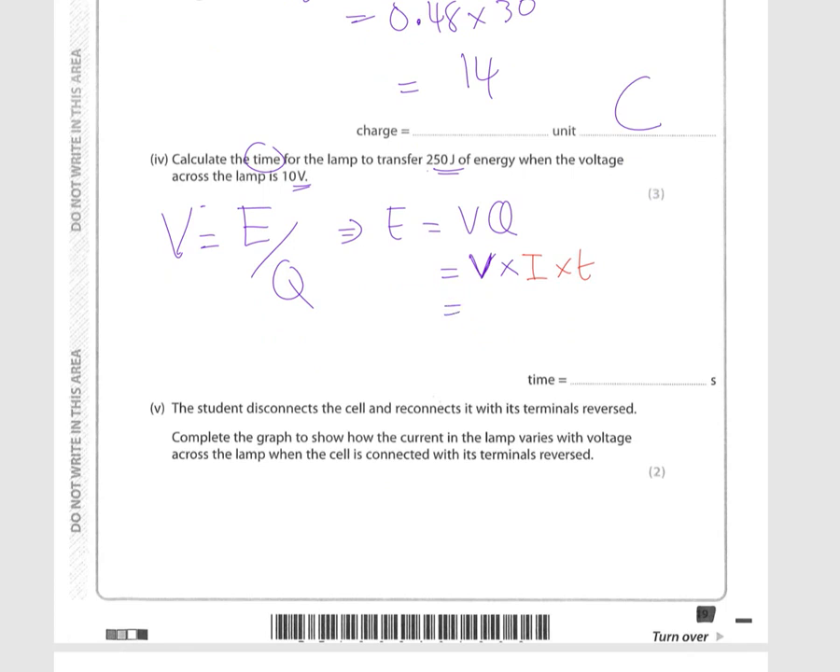So I'm looking for time. Therefore, it's going to be energy divided by voltage and current. So this will equal 250 divided by 10 times the current we know is 0.48, and this will give me 52 seconds there. Okay, so here we need to remember this equation in this case.